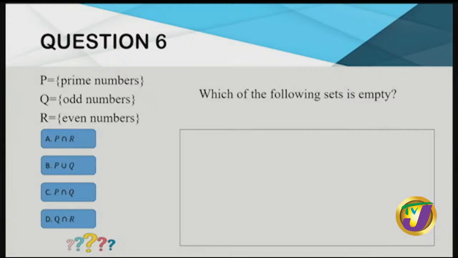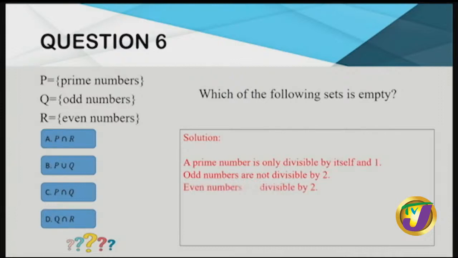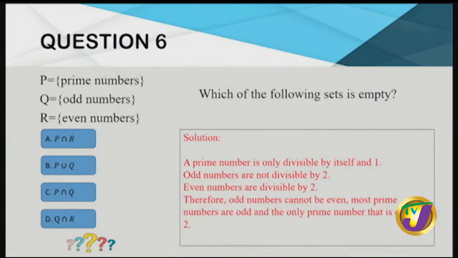Awesome. So if we link it with even numbers, we can say that there's only one even number that is prime. And odd numbers cannot be divided by 2 without a remainder, so they are not even. All right. So based on our discussion, which of these options would work to be empty? Right. So therefore, odd numbers cannot be even, and most prime numbers are odd numbers. And the only prime number that is even is 2.